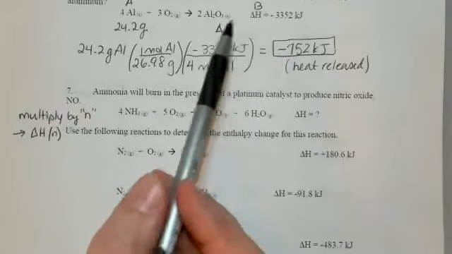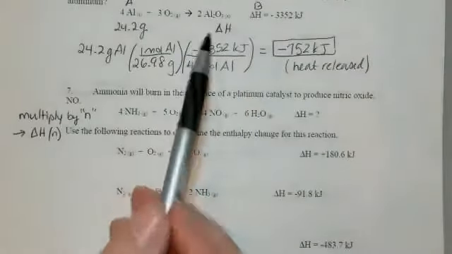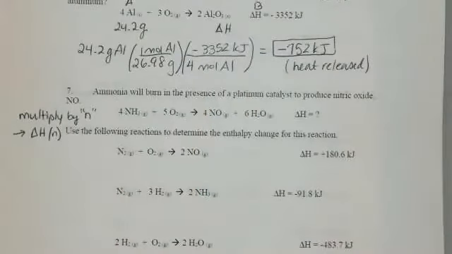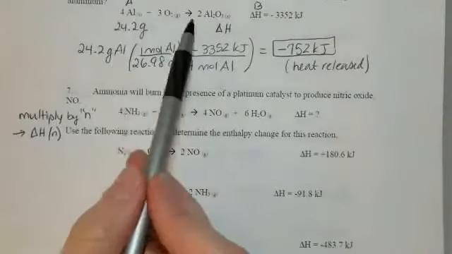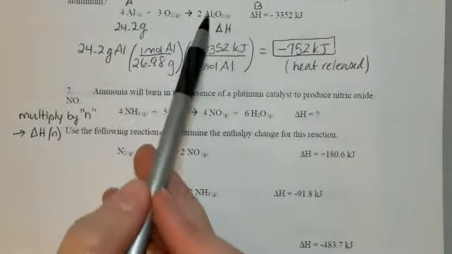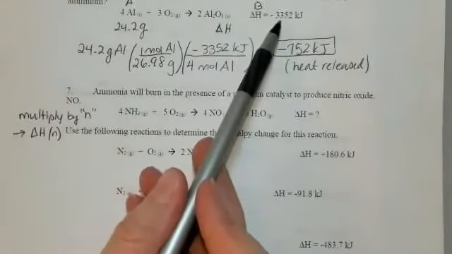Now, the other thing that you have to remember with Hess's law is what happens when you reverse the reaction. I know that going this way, adding the aluminum to oxygen to make aluminum oxide, it's an exothermic process.